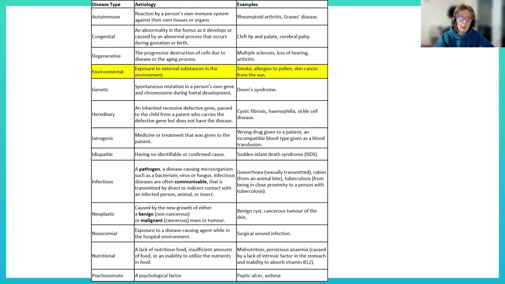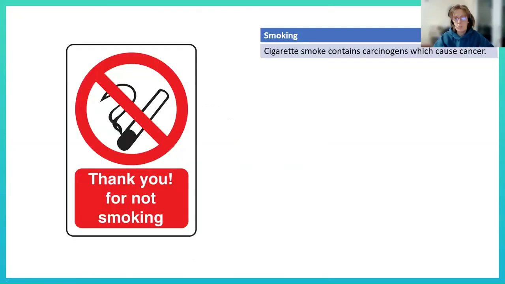So that's another type of disease. Where we're up to now is environmental. So this is when you get exposure to substances from the environment. There's loads of examples of this. So smoke from cigarettes, allergens from pollen, hay fever, skin cancer from the sun, asbestos is quite a common one.